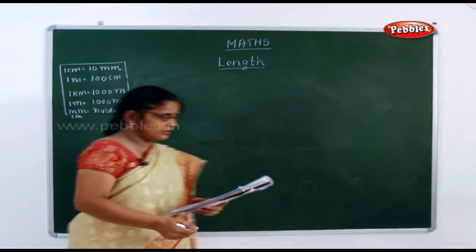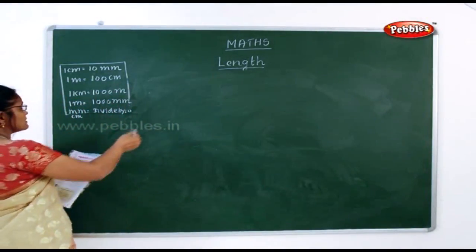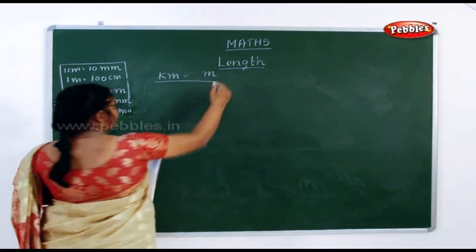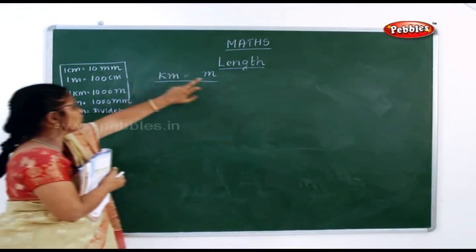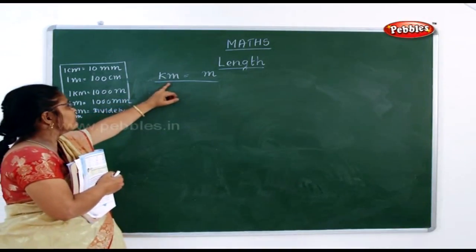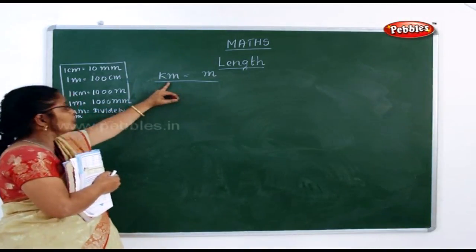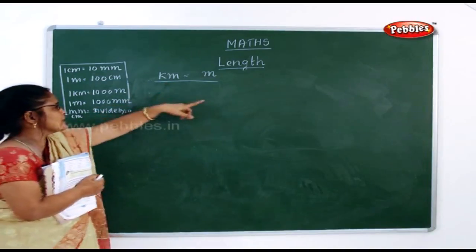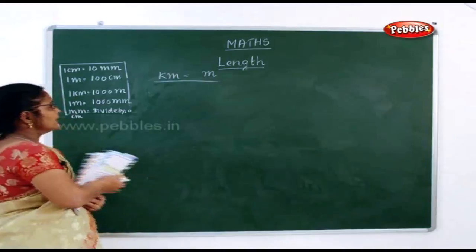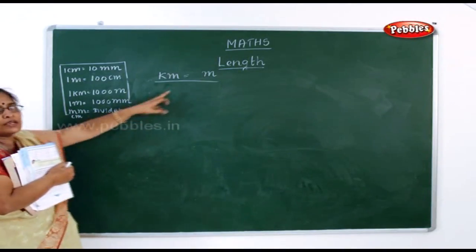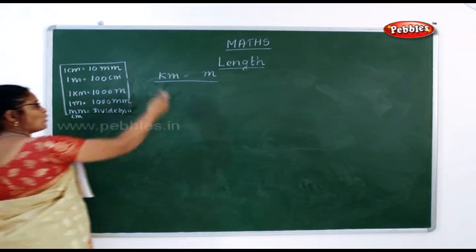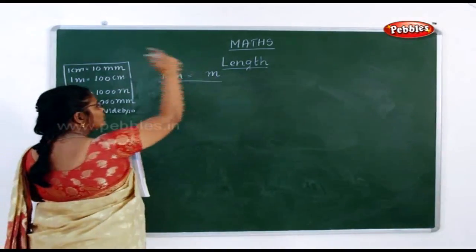See the next one, convert kilometers into meters. I have already told you that kilometers are used for things like roads. When you say from this place to this place, it can be calculated in kilometers. Meters can be used for things like electric wires and cable wires. So now, how will you convert kilometer to meter?